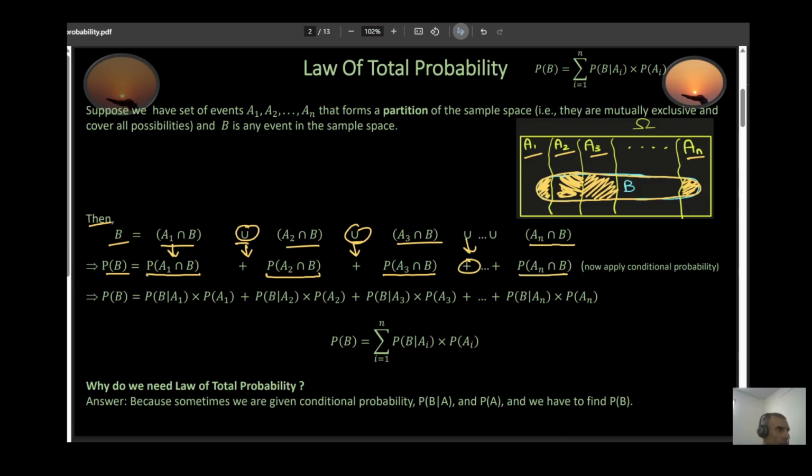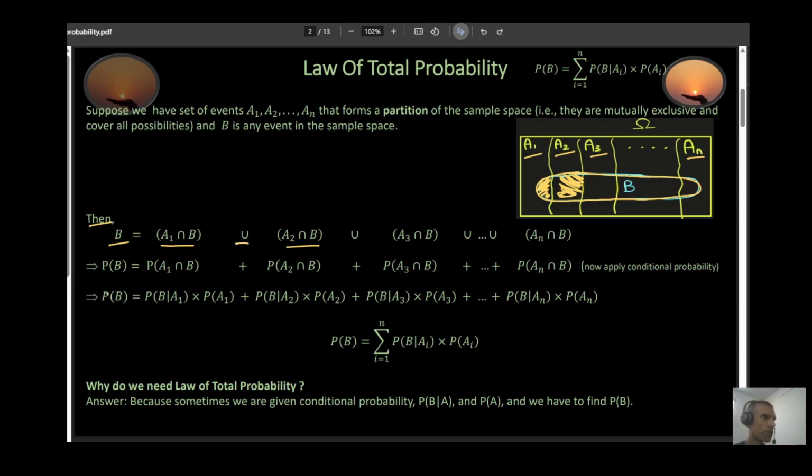Now I can rewrite this term using conditional probability. So this is equal to probability of B given that A1 has taken place, multiplied by probability of A1. So this is my probability of A1 intersection B. Likewise, I can find my probability of A2 intersection B using conditional probability. Same thing with my probability of A3 intersection B, all the way up to the last term. Now this right here is my final expression for the law of total probability.